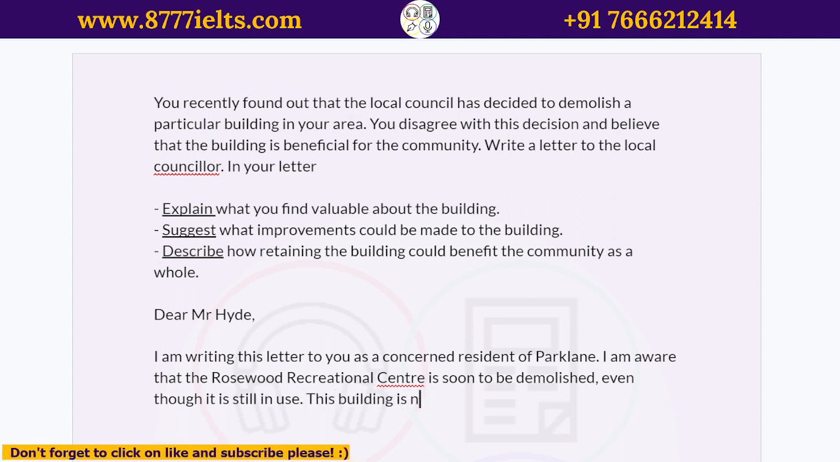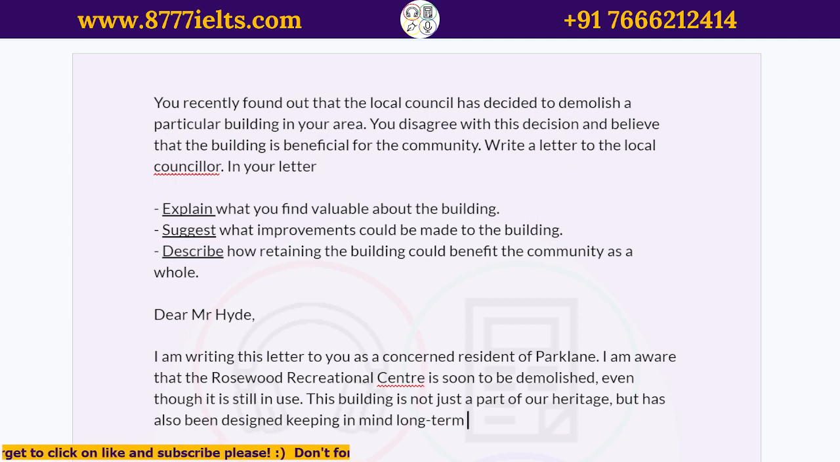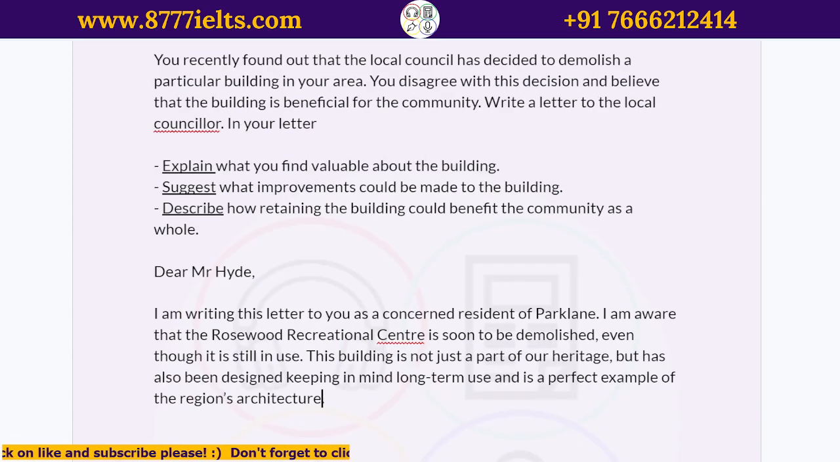This building is not just a part of our heritage, but has also been designed keeping in mind long-term use, and is a perfect example of the region's architecture, having survived World War bombing, for example.